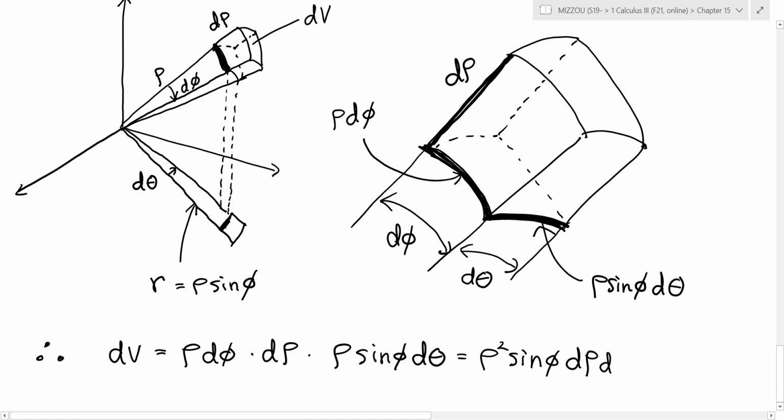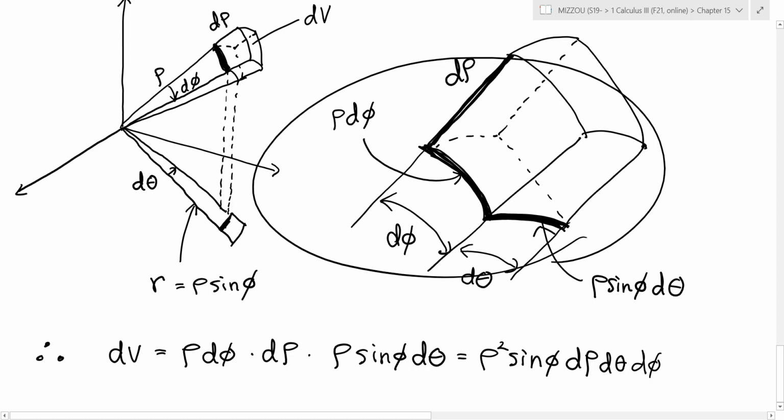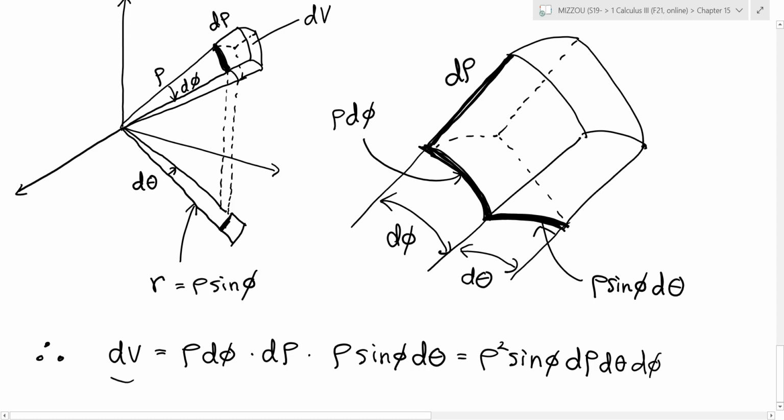So that's why we need the factor rho squared sine phi. However, if you didn't really understand this rationale, maybe okay, just know that if you use spherical coordinates, you need this extra factor rho squared times sine phi. All right, so that's the end of this video. And in the next video, I'm going to work out a couple more problems by using spherical coordinates.